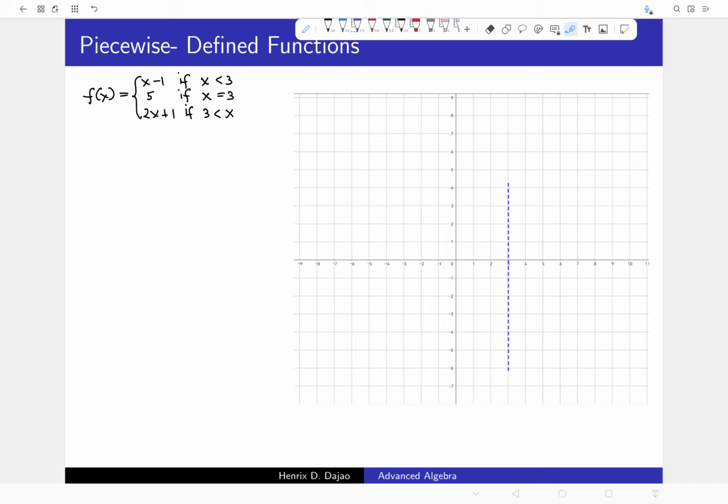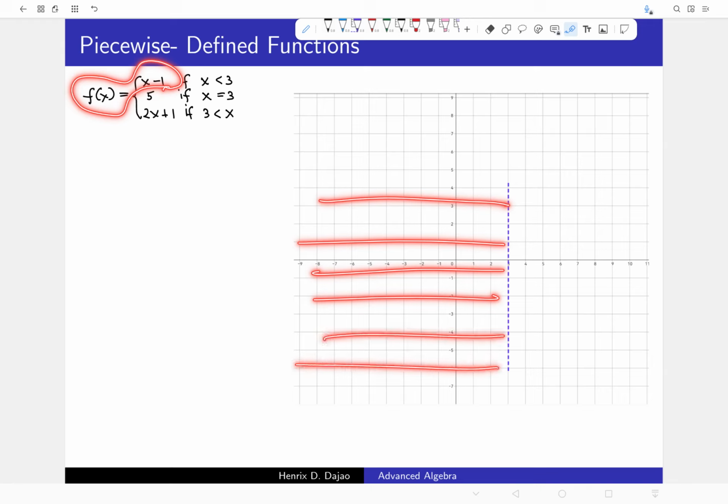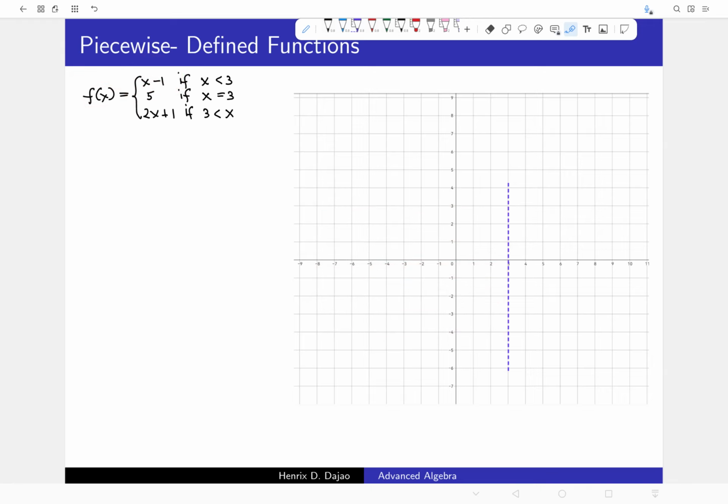So first, we will graph this one, considering only x's that are less than 3. We will only show the graph of this function in this part of the coordinate plane. So how do we graph this one? There are many ways to do that, but one way is to first use f of x equals x minus 1, remember, only if x is less than 3.